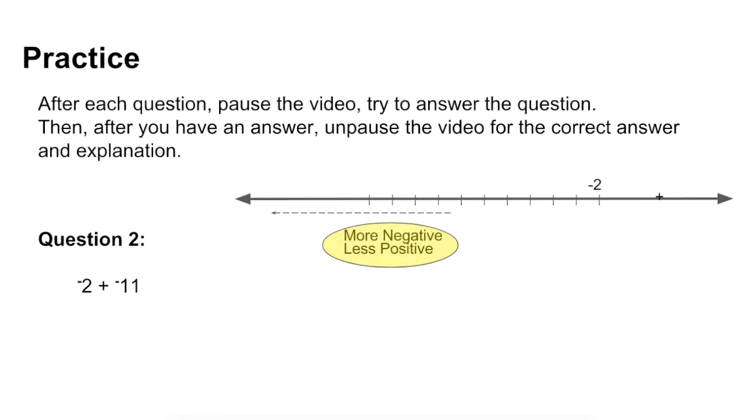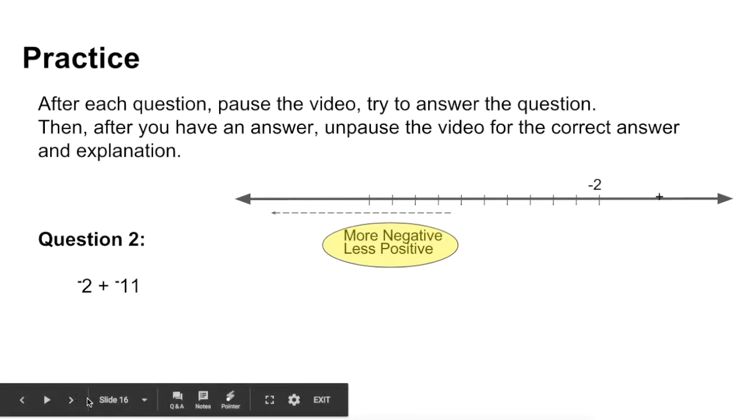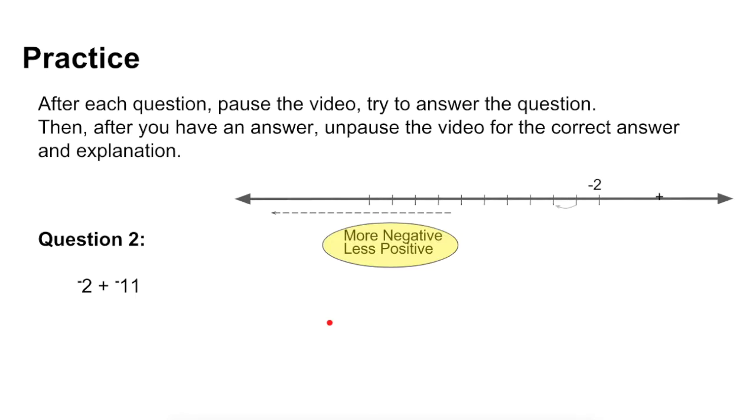So if we are going back to the left 11 spaces from negative 2, where are we going to end up? Well, 1, 2, 3, 4, 5, 6, 7, 8. See how long this is taking? If we can do a little bit of mental arithmetic, it's much easier. So we know that we're getting more negative, so we're going to the left from negative 2. Well, 2 and 11 is 13. We're going to be at negative 13.